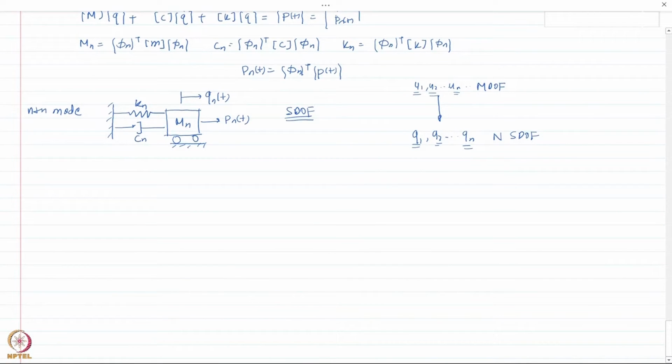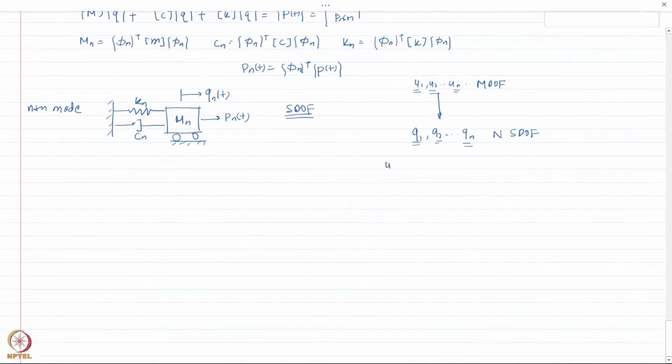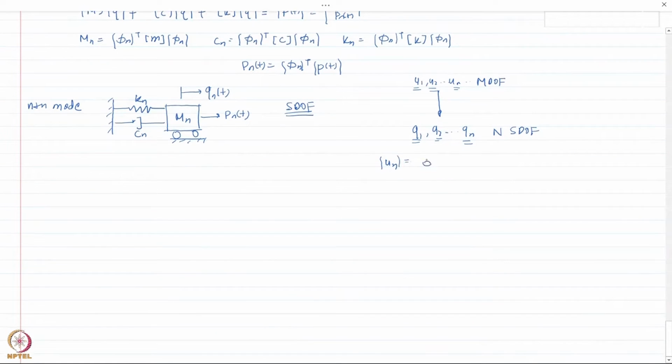In order to convert this modal coordinate to the corresponding displacement at the degrees of freedom, say you are considering the contribution of the nth mode to the total displacements at each degree of freedom, you would need to multiply the modal coordinate qn with the shape vector, or the mode shape. Once you multiply that, it will give you the contribution of that particular mode to the total displacement at each degree of freedom.